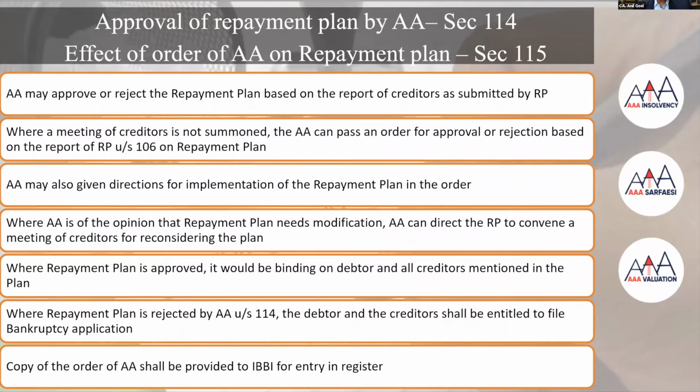Now, if the repayment plan is rejected by the adjudicating authority under section 114, the debtor and the creditor shall be entitled to file a bankruptcy application. That, of course, is valid. In case the repayment plan is not accepted by the adjudicating authority, the bankruptcy application can be filed. Copy of the order of the adjudicating authority shall be provided to IBC for entry in the register.